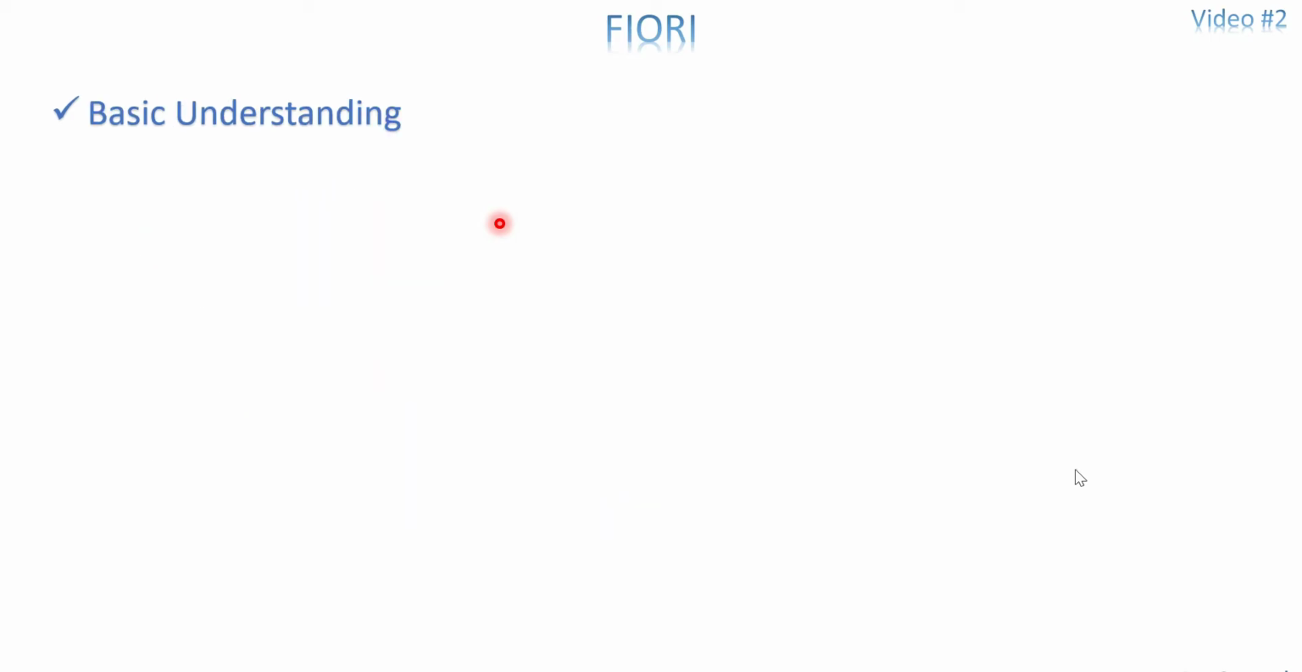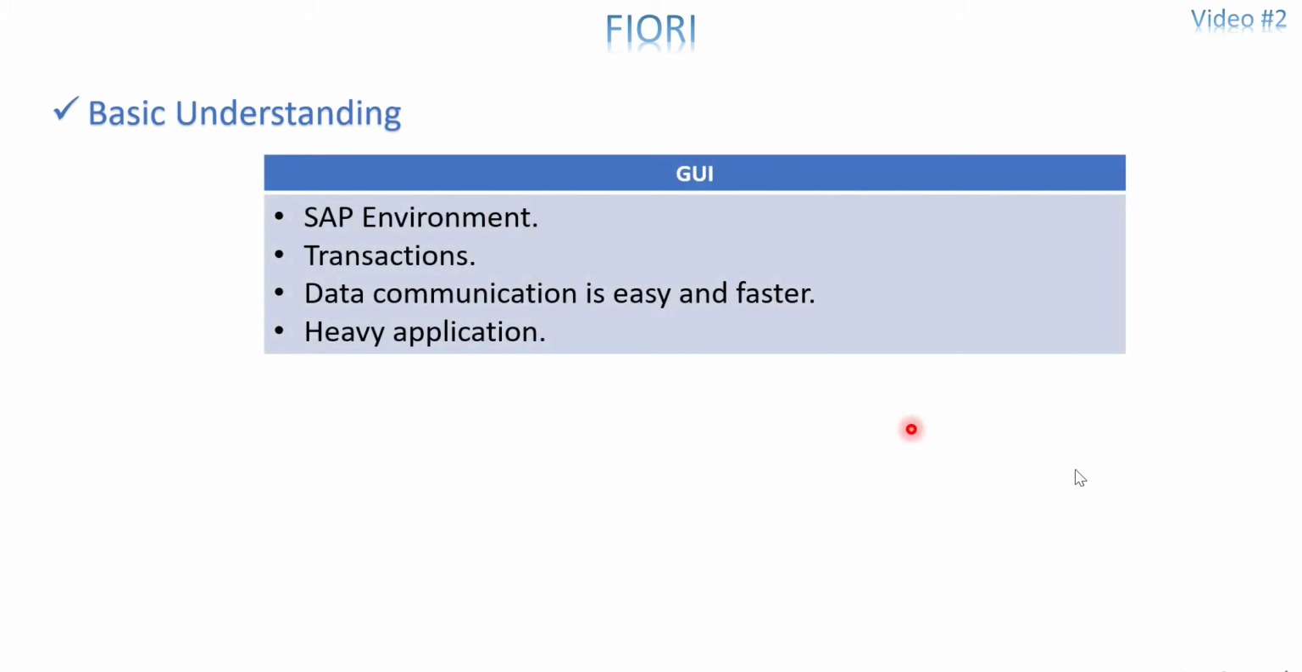So the basic understanding is, if you take GUI, maybe I'll just pass over Fiori for now, just an understanding. You know about GUI, SAP GUI, graphical user interface. Everything works inside the SAP environment. You have a lot of transactions, and the data communication is very easy and fast. So if you create a purchase order, once you've logged in, based on your authorization and role, you have access to most of the transactions. You can create whatever you want. Automatically it will go and update in the backend system.